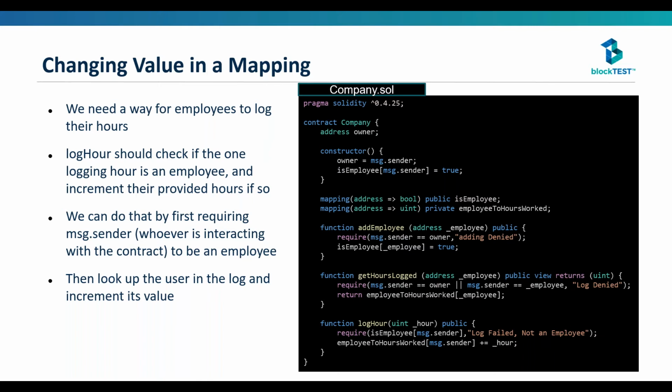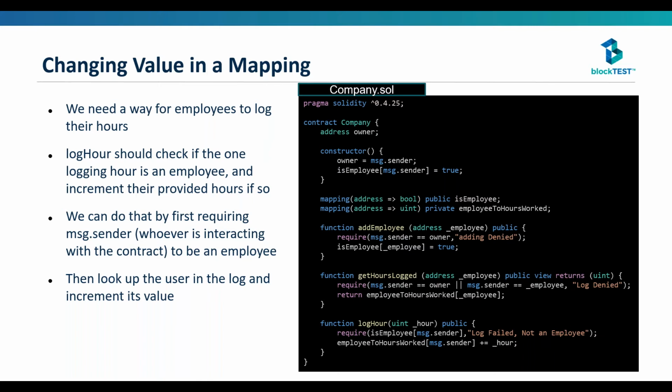Now, we need a way for the employees to log their hours. We are getting the hours back, but how do they add them? To do this, we need the last function of this test contract, and we are going to call it log hour. This is going to take in uint hour as the parameter, which is the same type as what we need for the mapping called employee to hours worked.